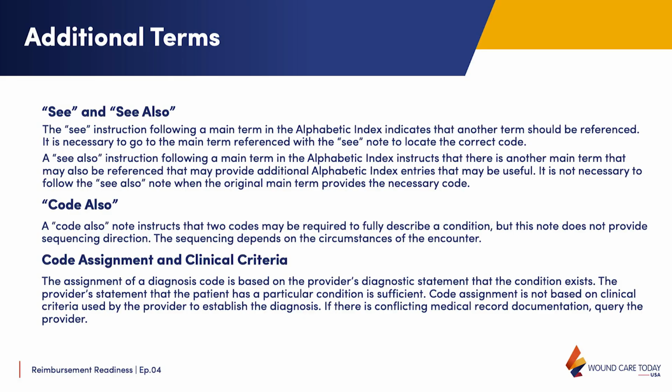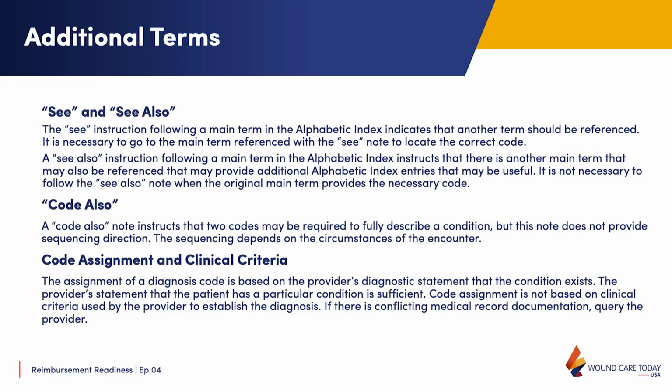Code also is a note that instructs that two codes may be required to fully describe the condition. And a perfect example of that is what we just did with diabetic ulcer. That requires two codes at this point. But that note code also does not imply the sequencing direction. The sequencing depends on the circumstances of the encounter.